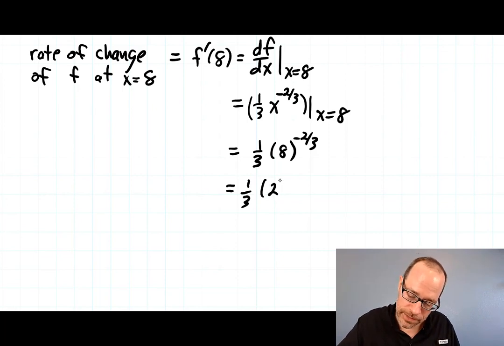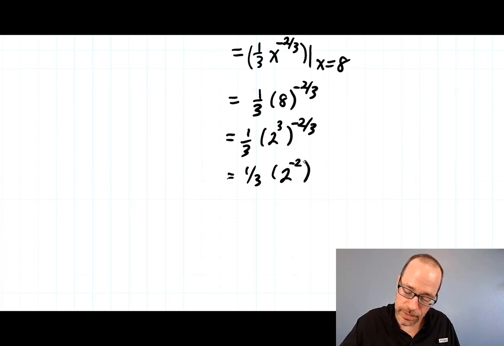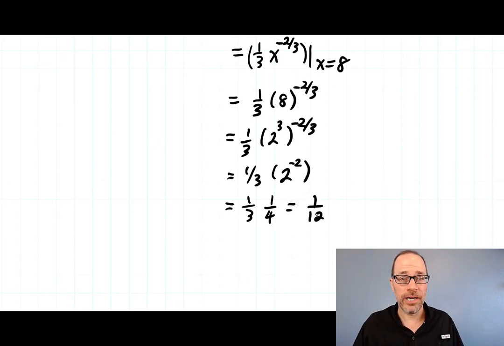So the trick is to realize that 8 is 2 cubed, 2, 4, 8, right? Then we have 2 cubed to the minus 2/3 power. And remember that exponents multiply, so the 3's cancel, and you get 2 to the minus 2. So that's 1/3 times a 4th, which is a 12th. And that's it. So rate of change is just taking derivatives, nothing fancy.